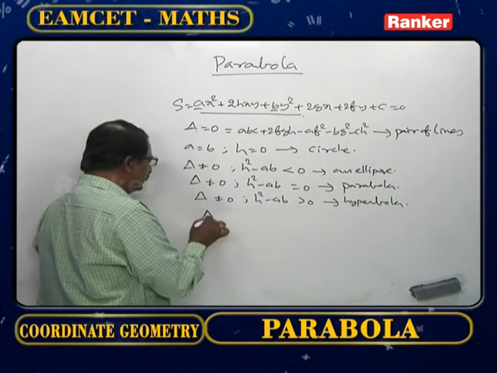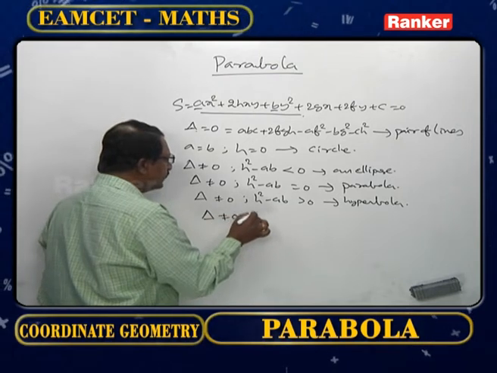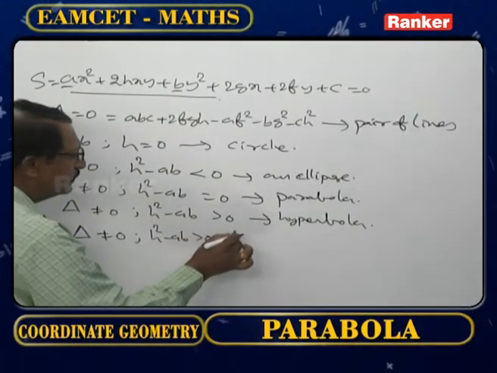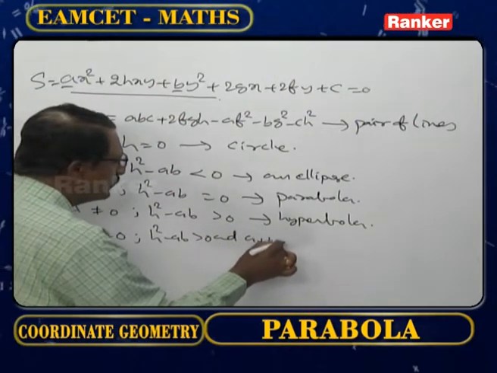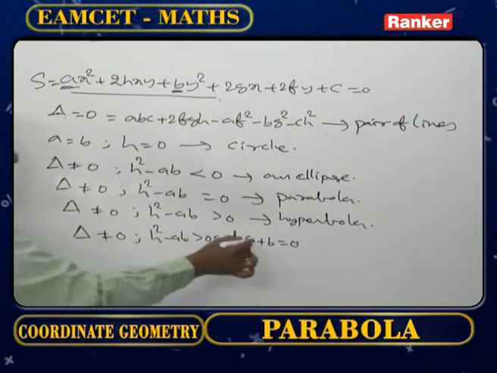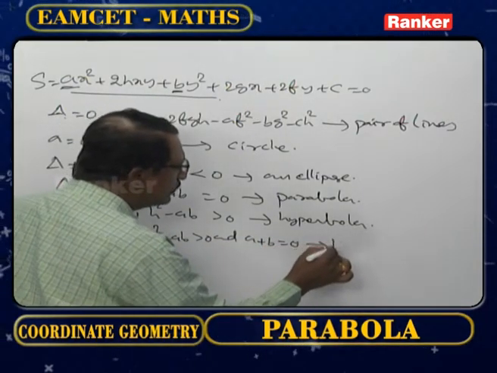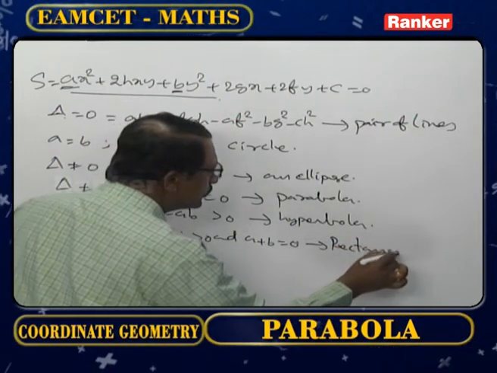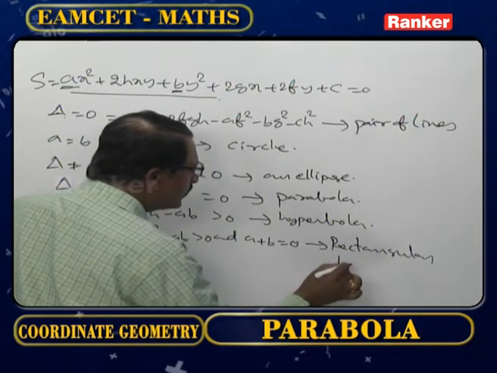If delta is not equal to 0, h square minus ab is greater than 0 and a plus b equals 0, that is, the coefficient of x square plus the coefficient of y square equals 0, then the conic represents a rectangular hyperbola.